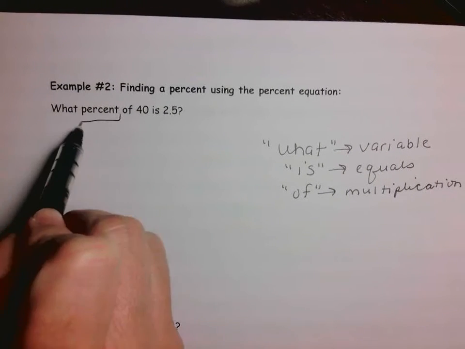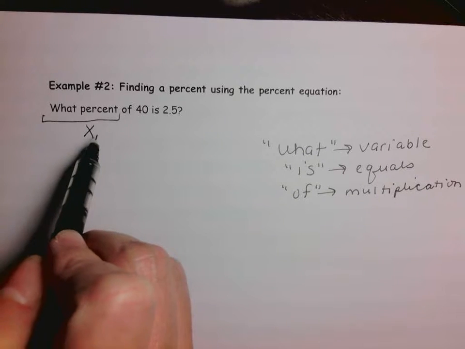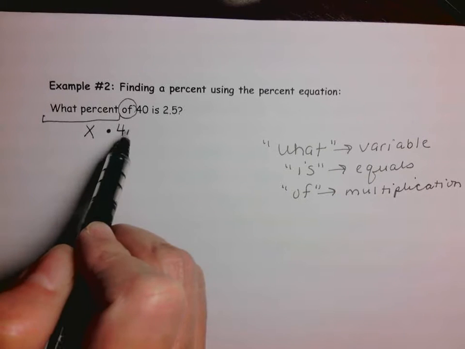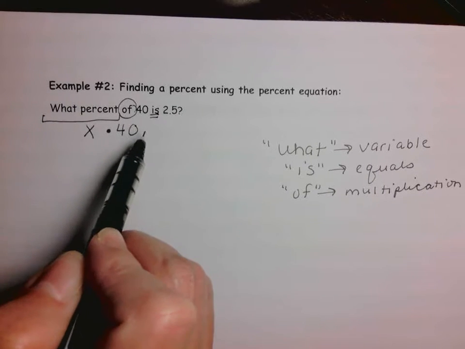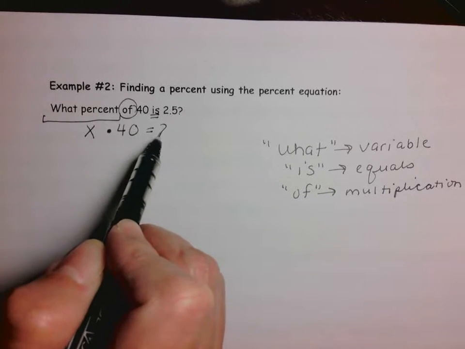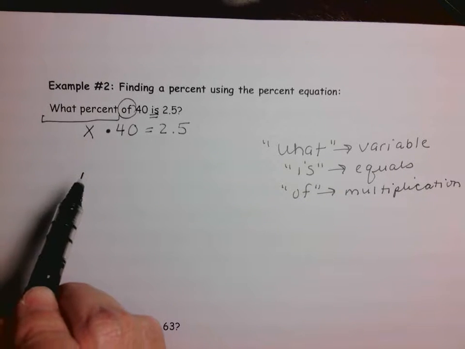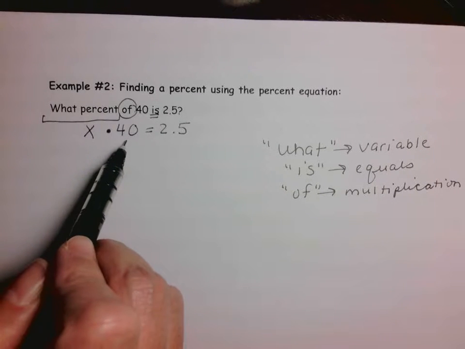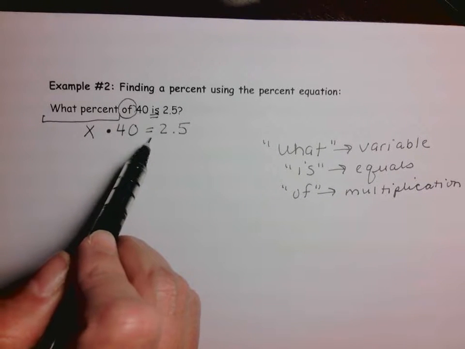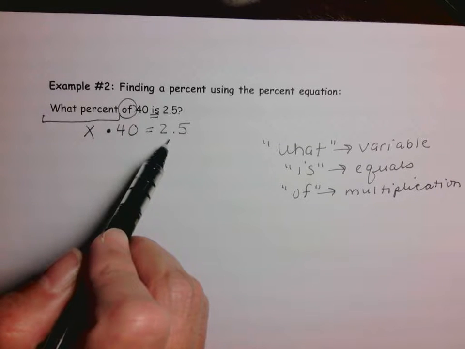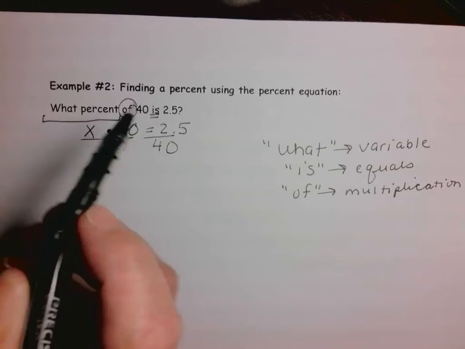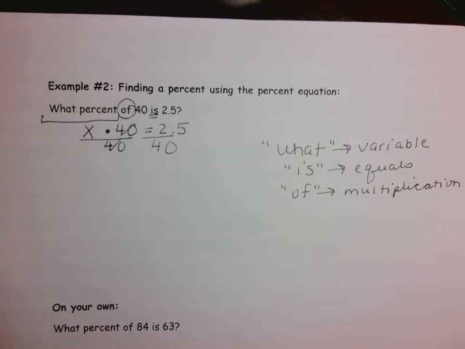What percent is your variable. Of is multiplication. Is means equals, 2.5. Let me read that again. What percent of 40 is 2.5? And so then I just solve by dividing both sides by 40. And when I do so, I get 0.0625.